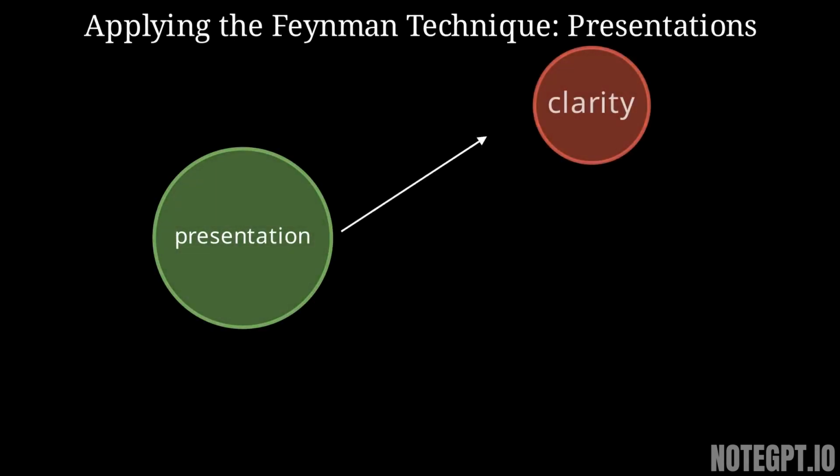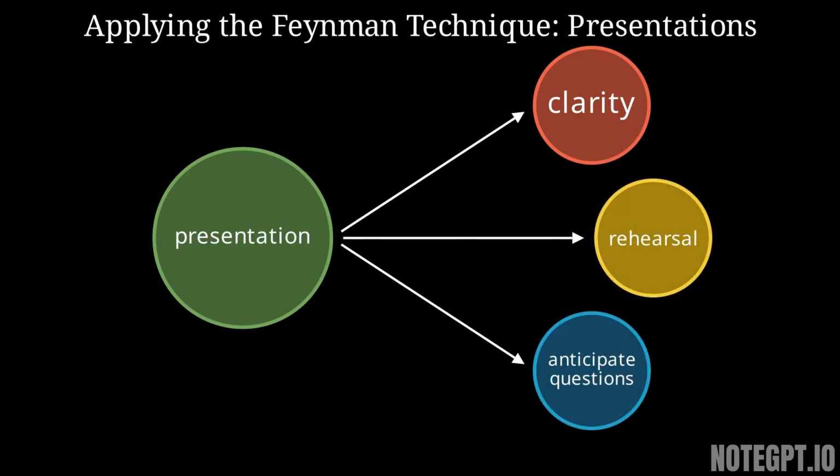Use the Feynman Technique to prepare for presentations. Outline key points. Rehearse by explaining each in your own words, identify confusing parts or potential questions, and refine your delivery to ensure clarity and confidence.